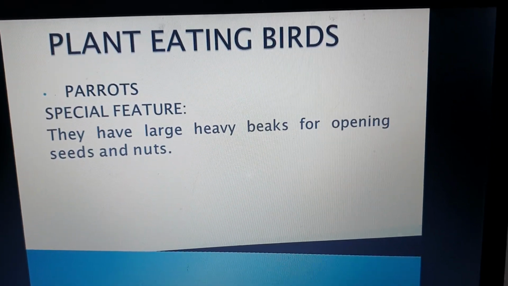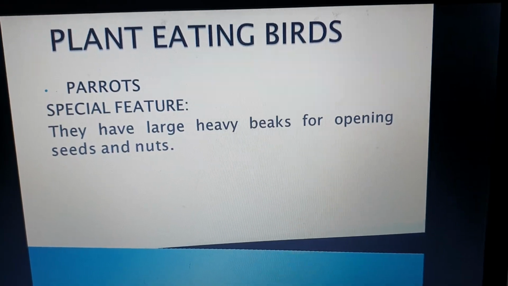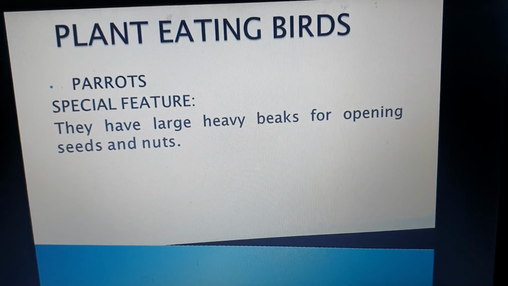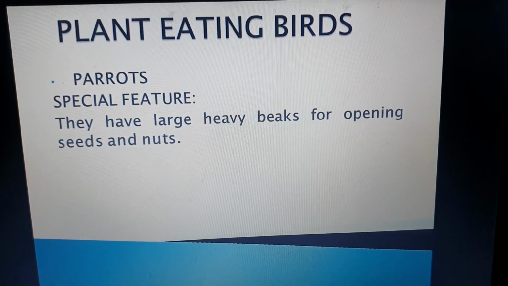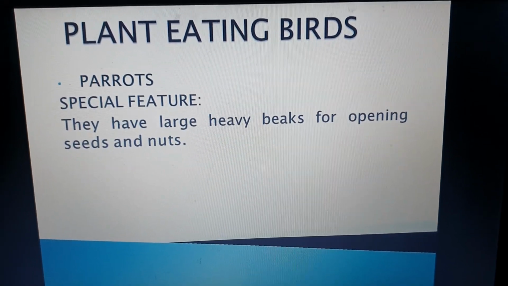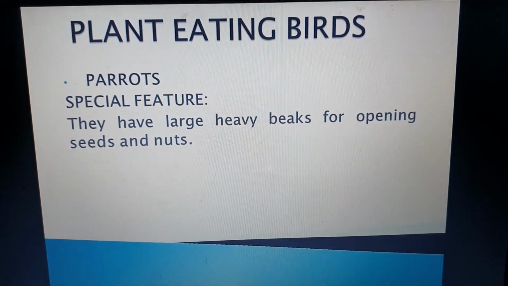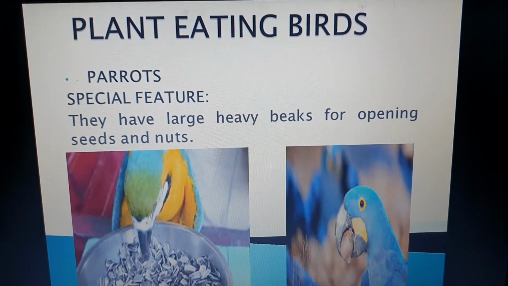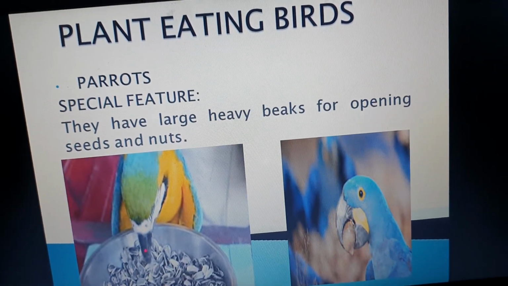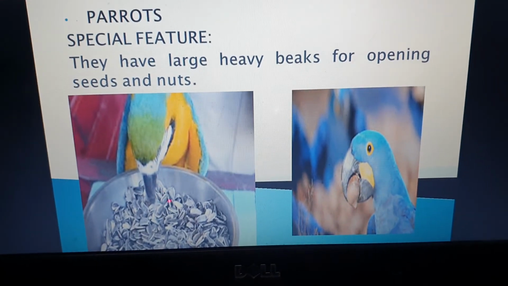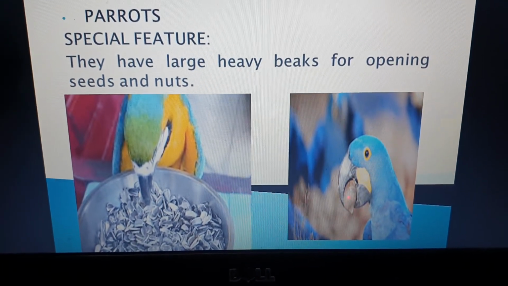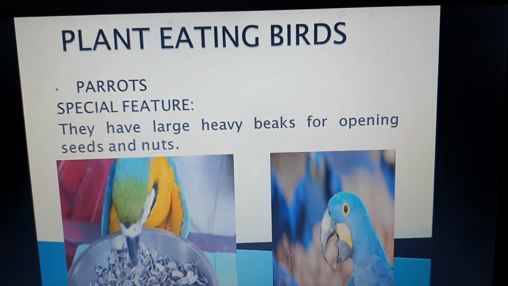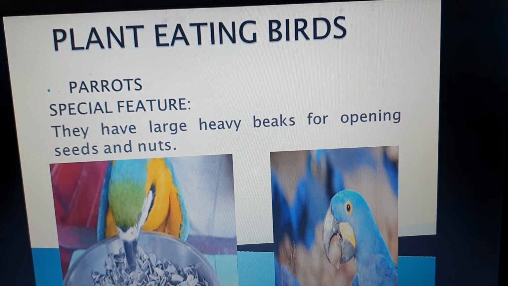Next are the plant-eating birds. The birds who eat plants, and the example is parrots. Now, what special feature do parrots have for eating plants? They have heavy beaks. And why do they have heavy beaks? For opening the seeds and nuts. You can see this is the parrot eating the seeds, and this is the parrot eating the nut. So these are the birds who are eating the plants.